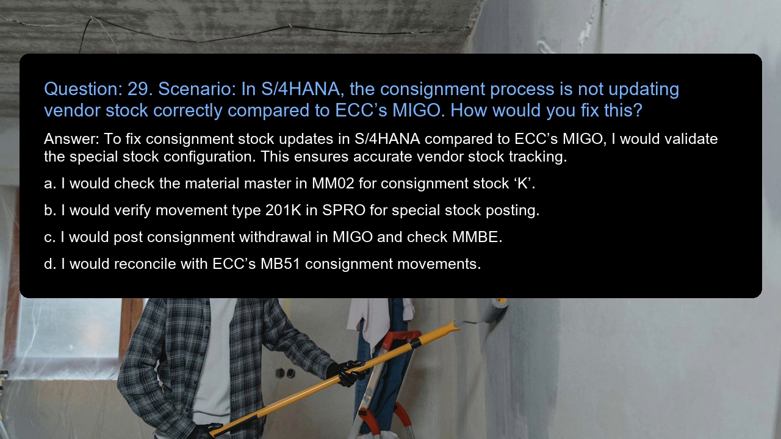A. I would check the material master in MM02 for consignment stock K. B. I would verify movement type 201K in SPRO for special stock posting. C. I would post consignment withdrawal in MIGO and check MMBE. D. I would reconcile with ECC's MB51 consignment movements.